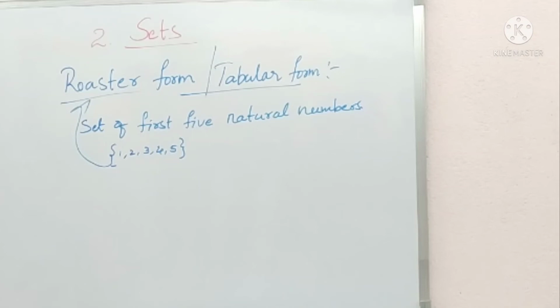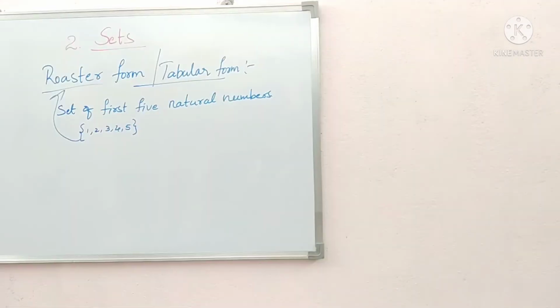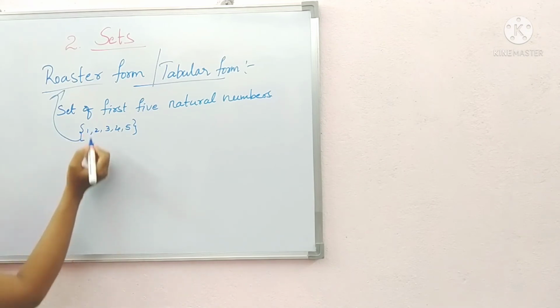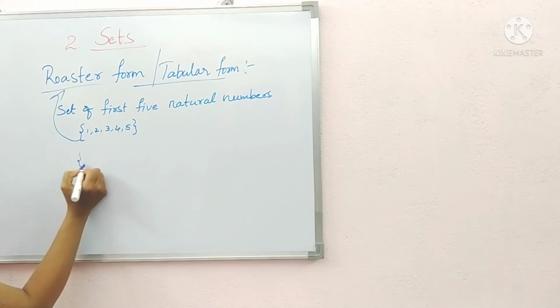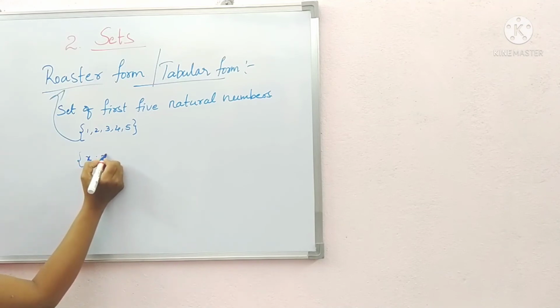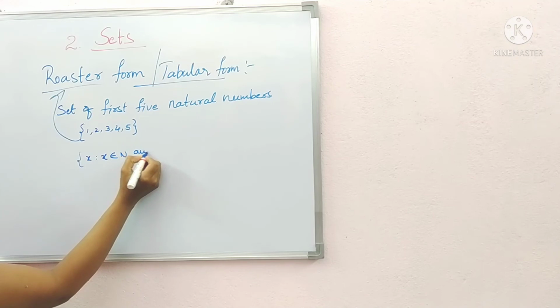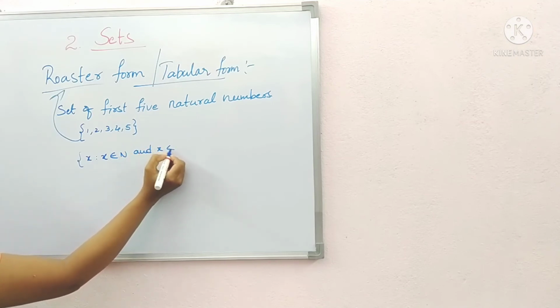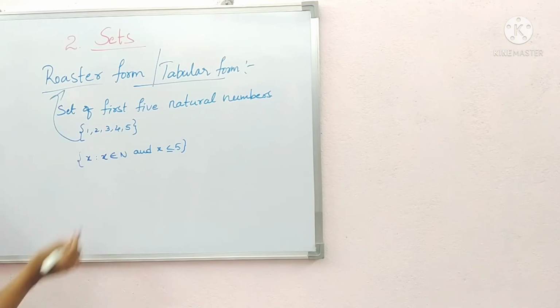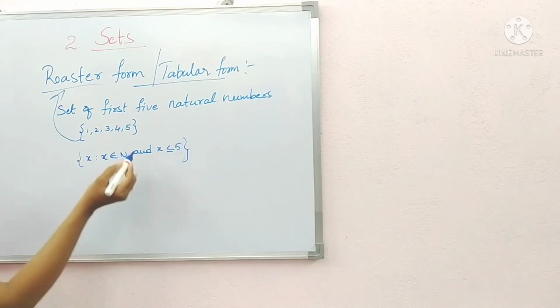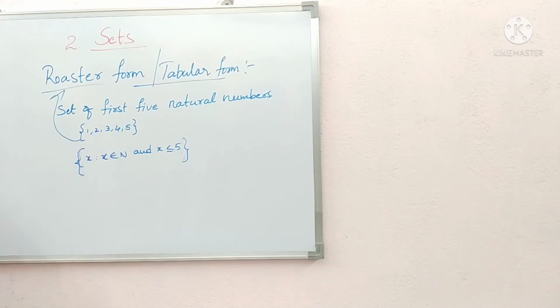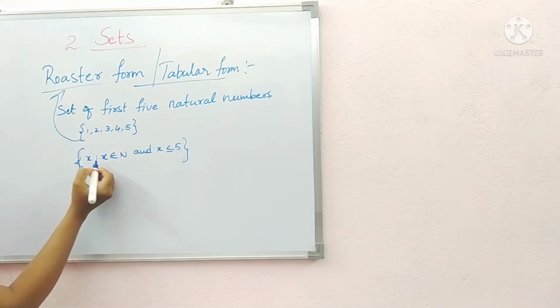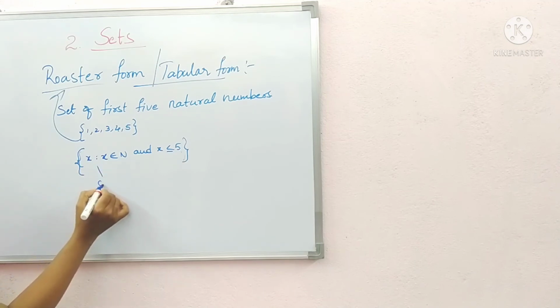Okay, and what is the common property of this set? These are all natural numbers. The common property of this set: x such that x belongs to N and x is less than or equal to 5, right? So this is the common property of this set. Here the colon we can read as 'such that', and this symbol is 'belongs to'.